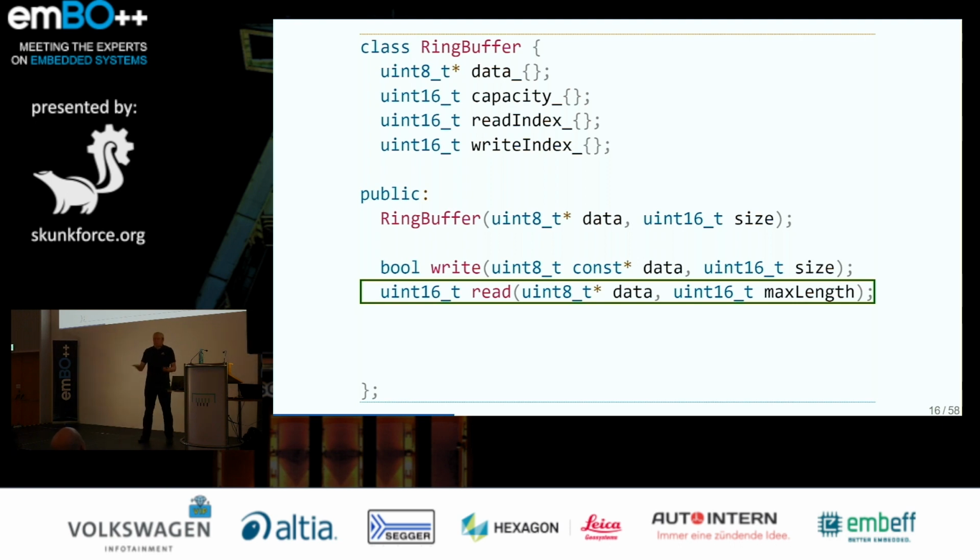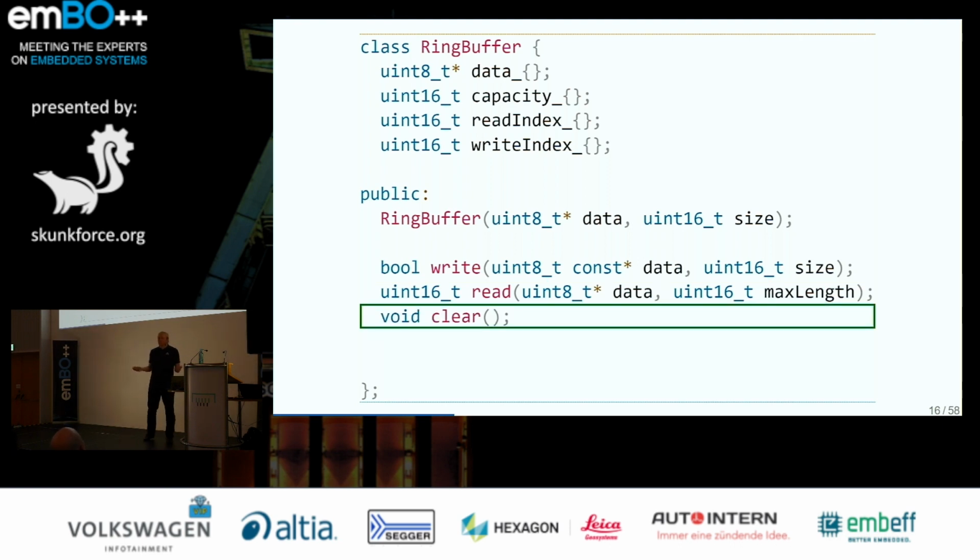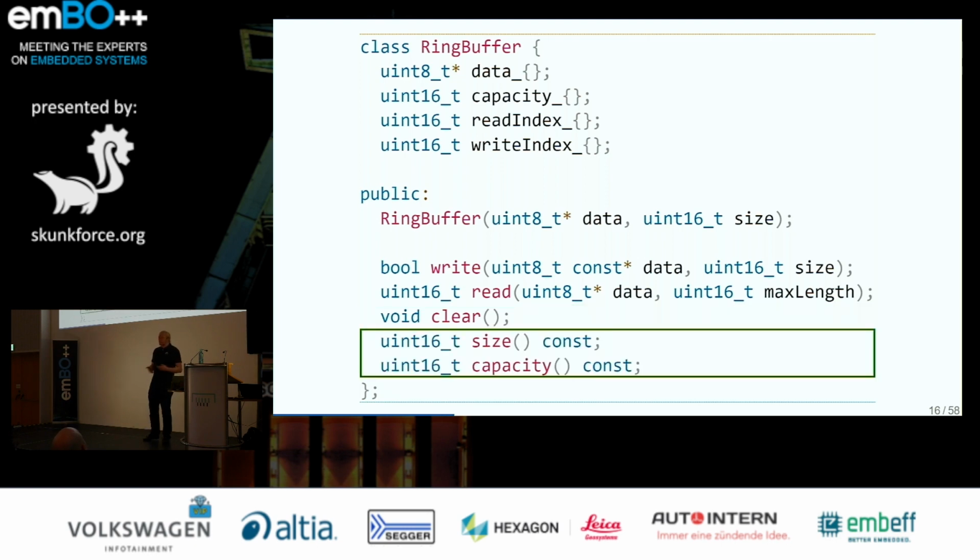Okay, that's the basic methods, and we can also say, okay, let's clear that, reset it to 0. Also inspect it: how many bytes are actually in the ring buffer right now, and also what's the total capacity we can expect. This was the first implementation. It worked for our logger very well. But yeah, the story wouldn't end here.